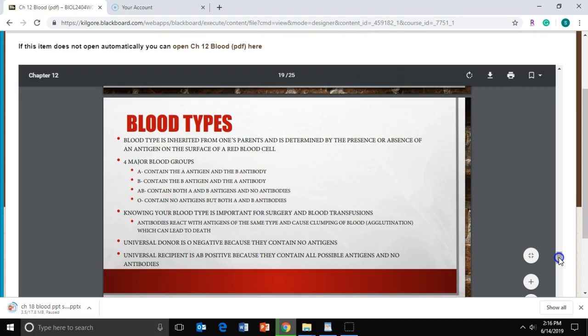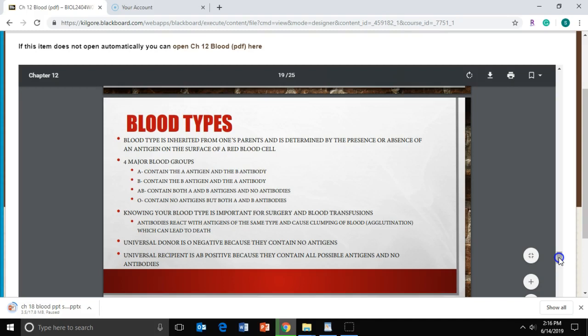If you have both A and B antigens, then you will not have either antibody. And O blood means that you don't have either one of those 2 antigens. You don't have A antigens and you don't have B antigens, but you do have both A and B antibodies.